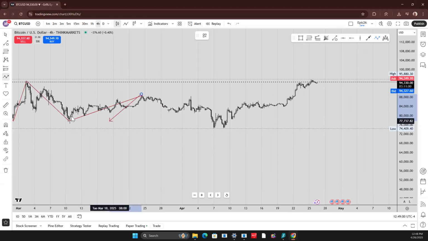It came down and made a lower low. This area is where it marked the lowest point. Right? It's lower than this area here. This is a lower low. And it came up.